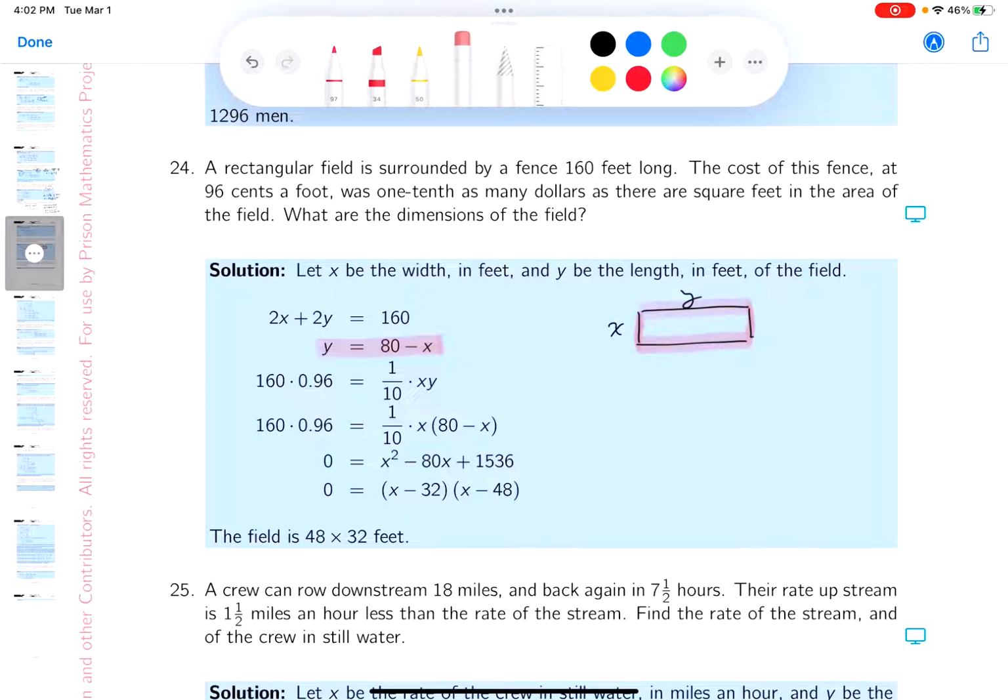They say the cost of the fence, right? The cost of the fence at 96 cents a foot. Well, how much fence did I buy? 160 feet, right? So 160. And it was 96 cents every foot, right? All right, let me read that. Was 1/10 as many dollars as there are square feet. Let's write down 1/10 times the square footage, which is x times y.